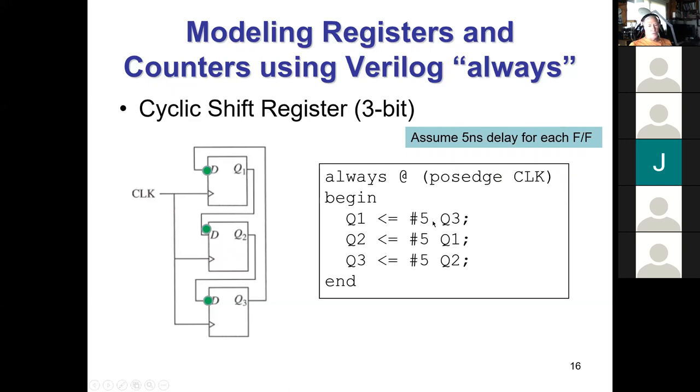But because there is this propagation delay, there will be a 5 nanosecond delta. These will all run at the same time. But so your total delay, though, they won't all run at the same time.